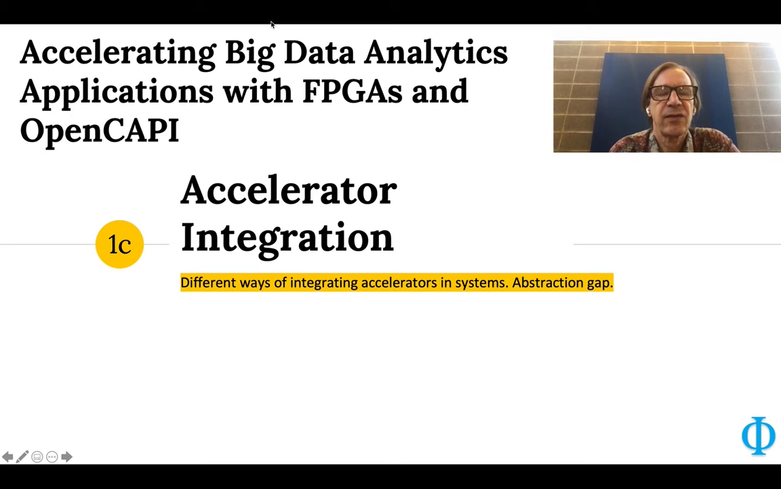So accelerator integration is not just about the physical location of the accelerator. It is also about the degree to which the accelerator shares the same view of system resources. So we'll talk about something called the abstraction gap, and I would urge you to pay special attention to that as we go through the following slides.